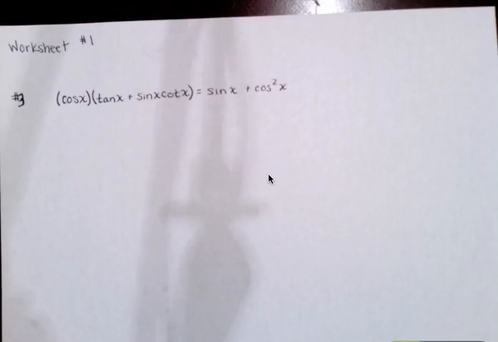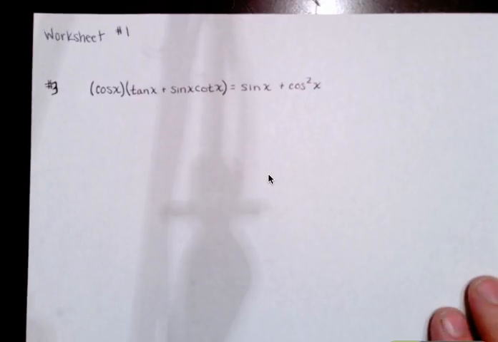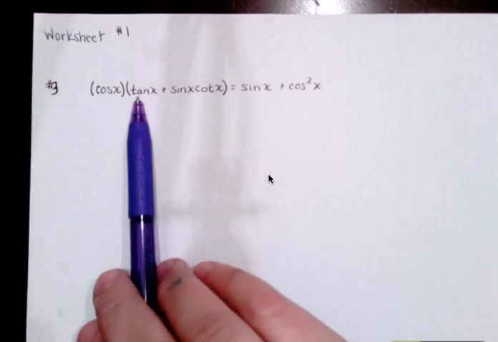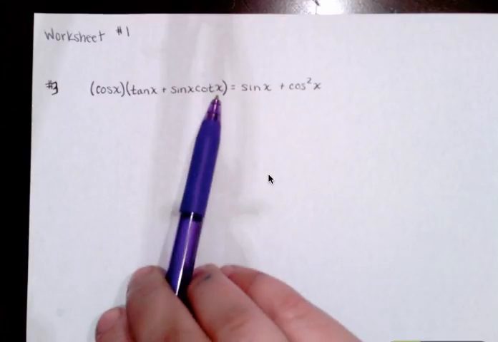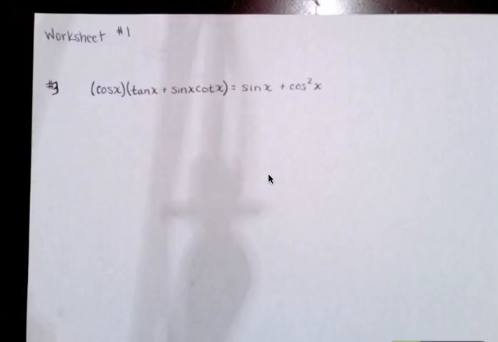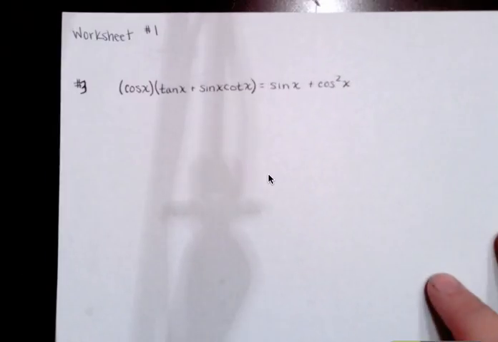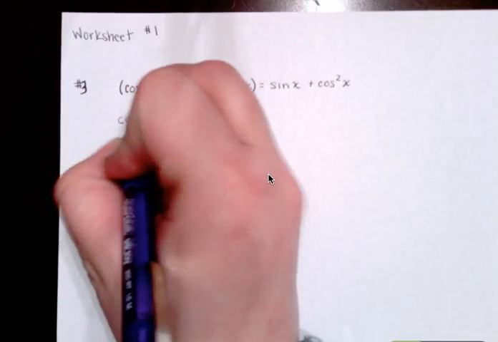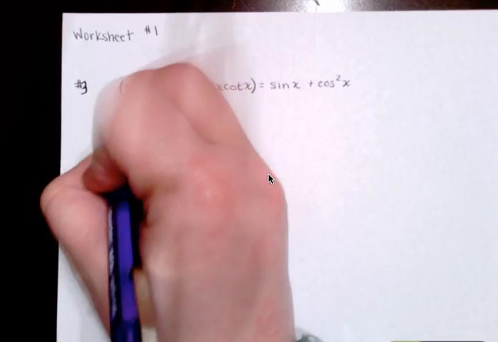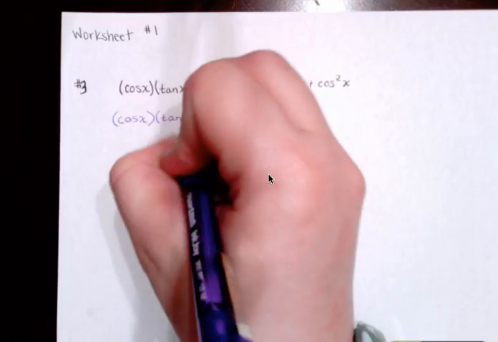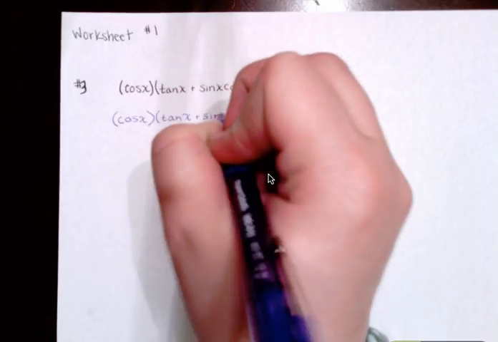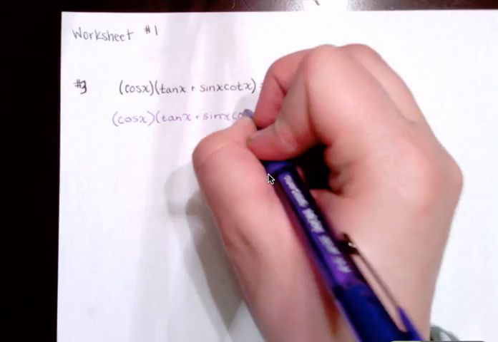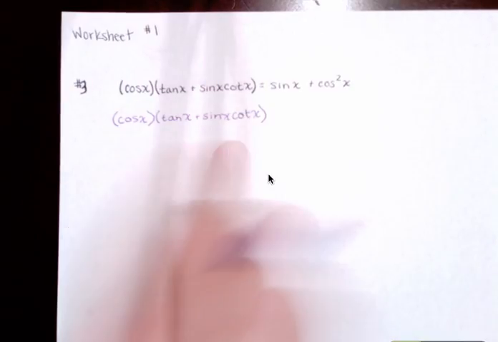So here is number 3 on your worksheet. It's cosine of x times tangent of x plus sine of x cotangent of x equals sine of x plus cosine squared of x. Remember, the first step to a proof is picking a side to work from. I generally pick the more complicated side, or the left side. So you're going to rewrite that. So I get cosine of x times tangent of x plus sine of x cotangent of x. And now that's the only piece I can work with.